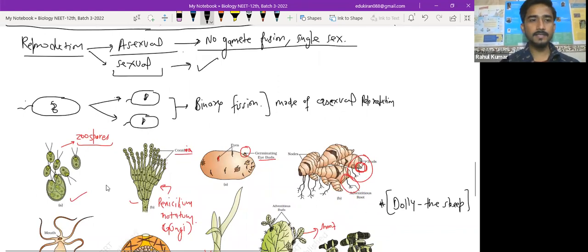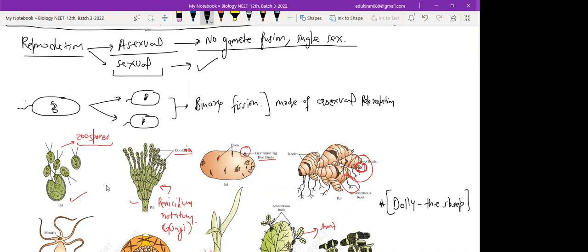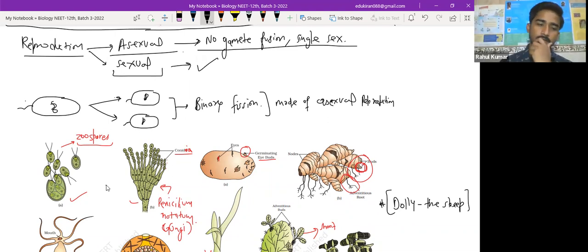After understanding these concepts, we started with understanding sexual and asexual reproduction. I did give you the definition for asexual, right, and asked you to write for sexual. Both these definitions are done, but is it done or not? It is done, correct.